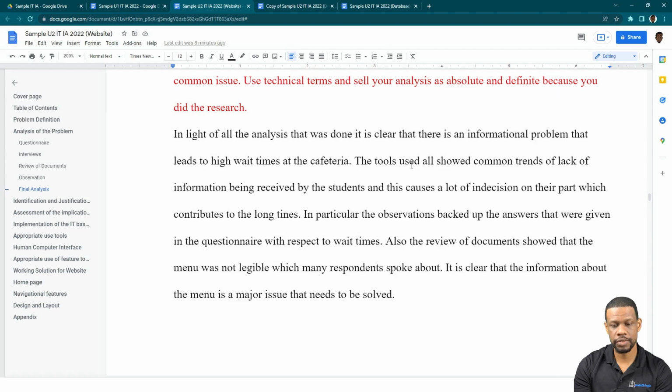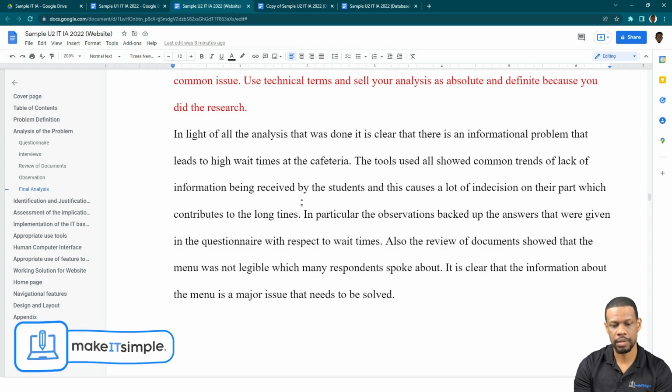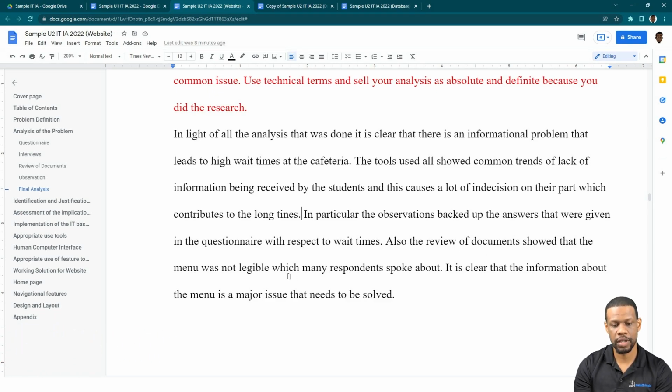Yeah, the tools all show common trends, the lack of information being received, and long lines. In particular, the observations backed up by the answers that were given in the questionnaire with respect to wait times. Also, the review of documents shows that many are long for respondents. I think this is perfect, like it literally does what the examiner's report says.